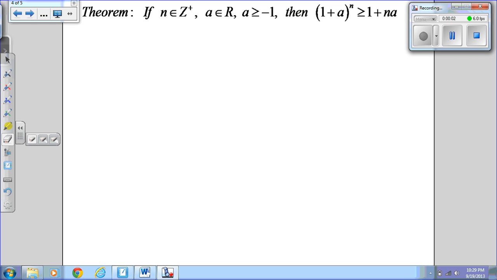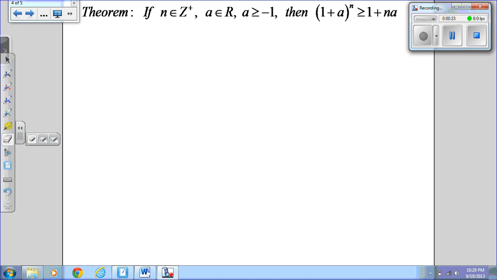Okay, part two. The theorem we want to prove here is: if n is a positive integer and a is real, a being greater than or equal to -1, then (1 plus a) to the nth power is greater than or equal to 1 plus na.